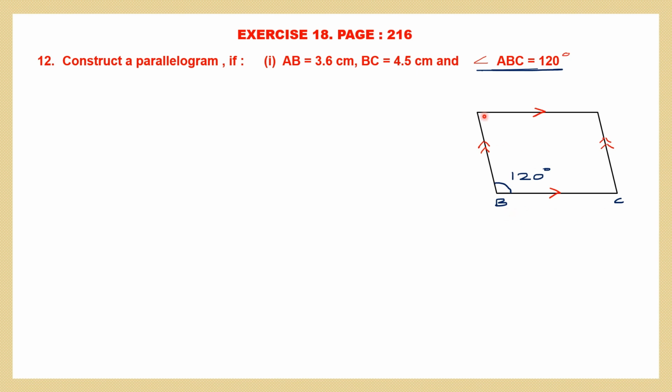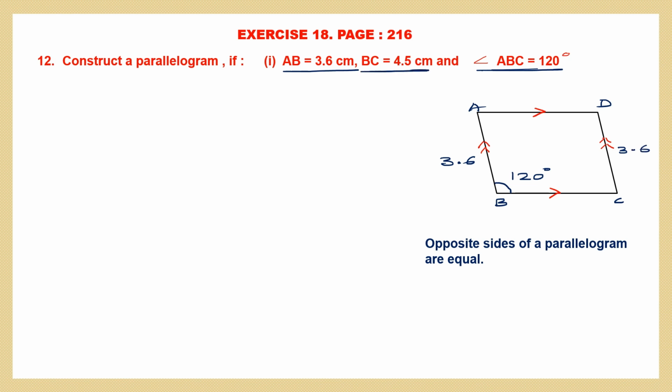So we have BC, that means this is A and this is D. So let's write that. So this is A and D. Now here AB is 3.6. So this is 3.6 centimeters. Now the opposite sides of a parallelogram are equal. That means if this side AB is 3.6, CD is also 3.6. So this is also 3.6. Similarly, BC is 4.5 centimeters. That means AD is also 4.5. Okay, so we have marked everything on a parallelogram.